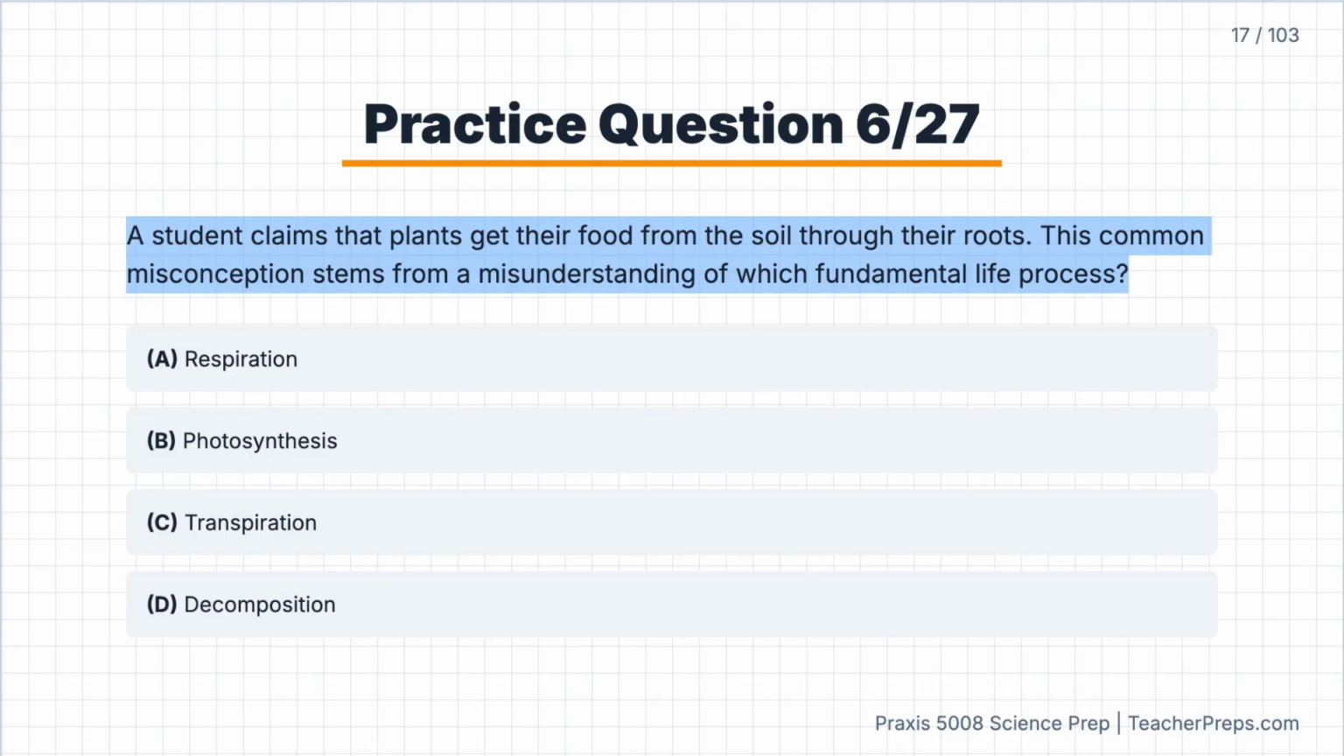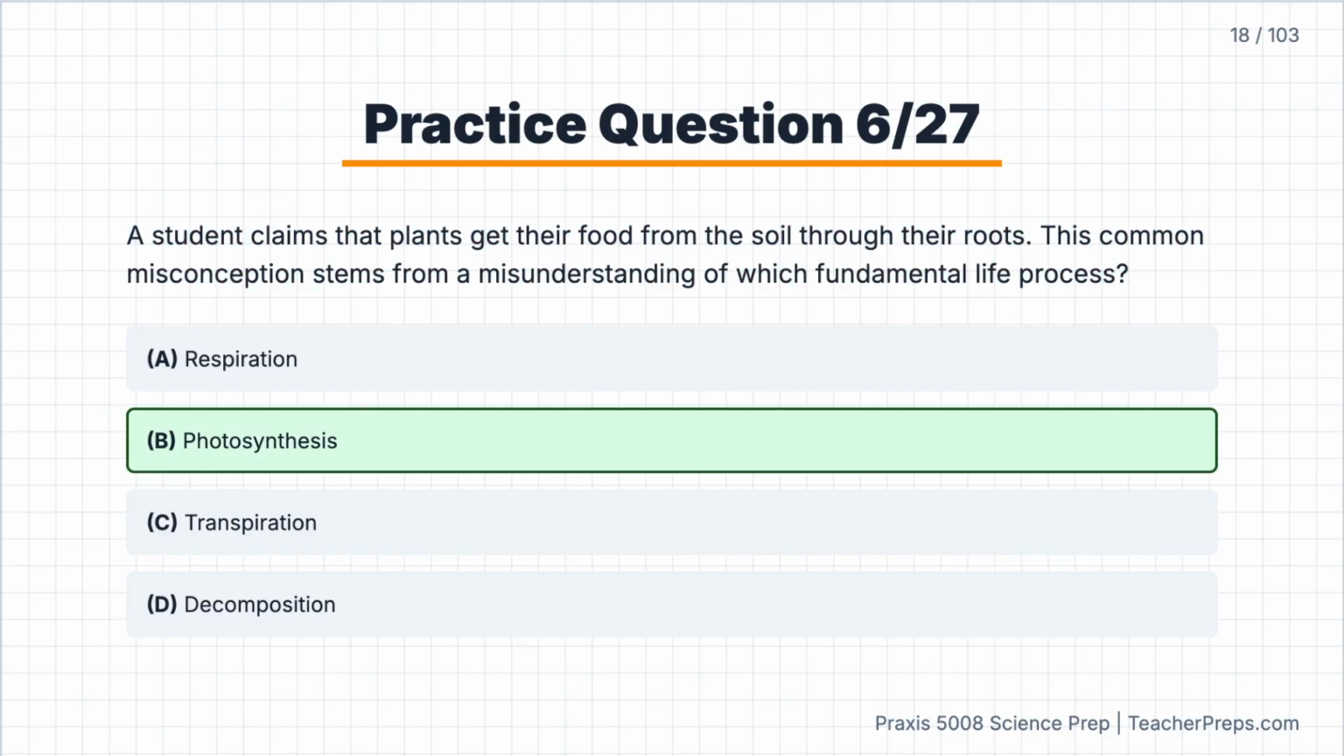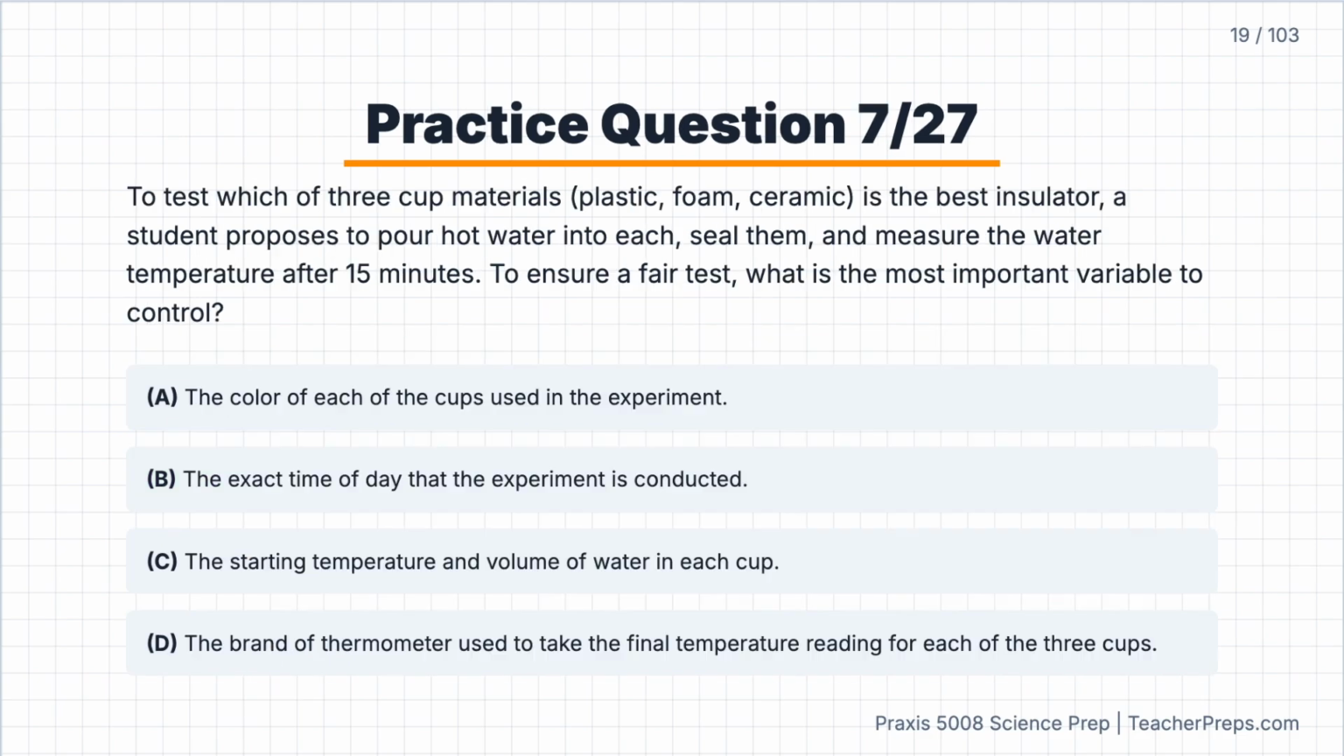For question 6, we are going with photosynthesis, and the student here is confusing nutrients and water absorbed by the roots with food, which is the energy. Remember, plants create their own energy, which is called glucose, and they do that through the process of photosynthesis, using sunlight, water, and carbon dioxide.